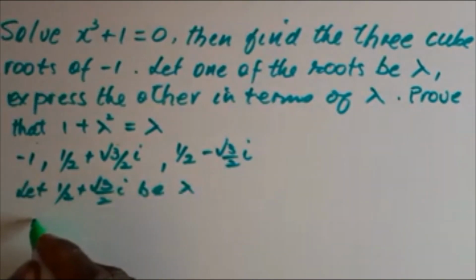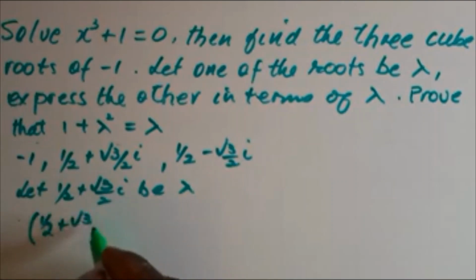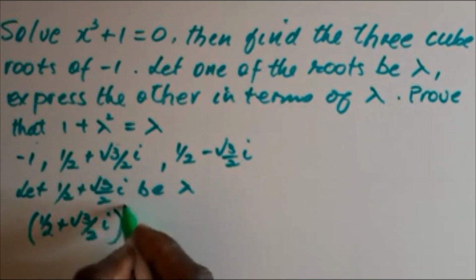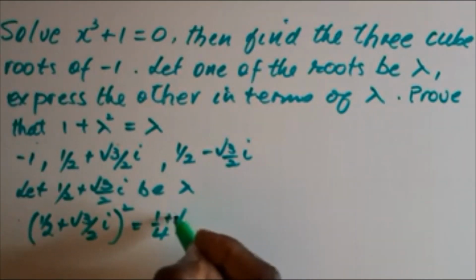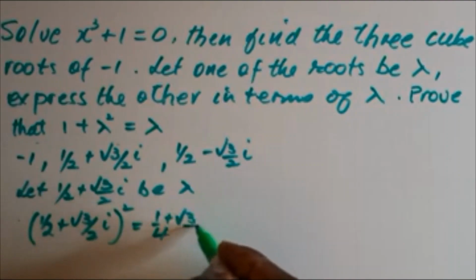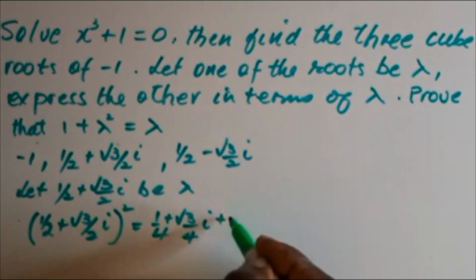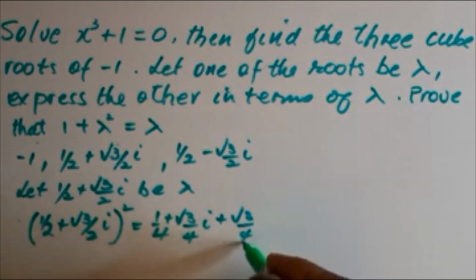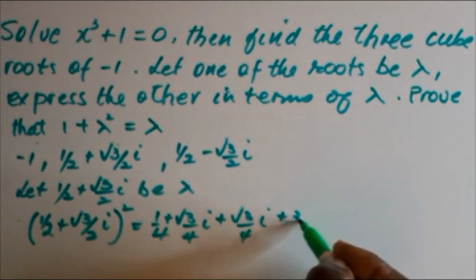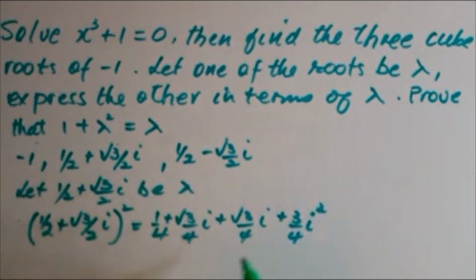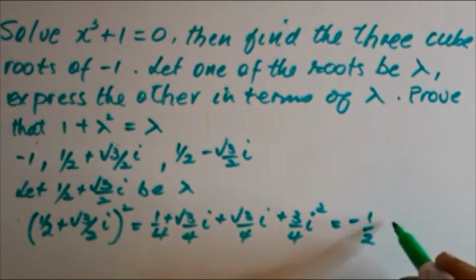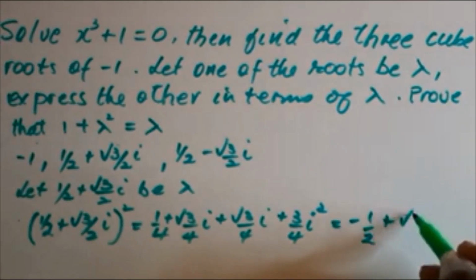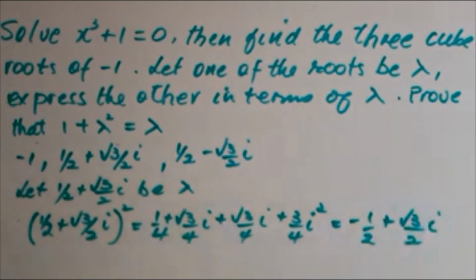Now if we square it, we get a half and root 3 over 2i squared. What do we get? We have a quarter added to root 3 over 4i and another root 3 over 4i added to 3/4 i squared. And this evaluates to negative a half add root 3 over 2i.